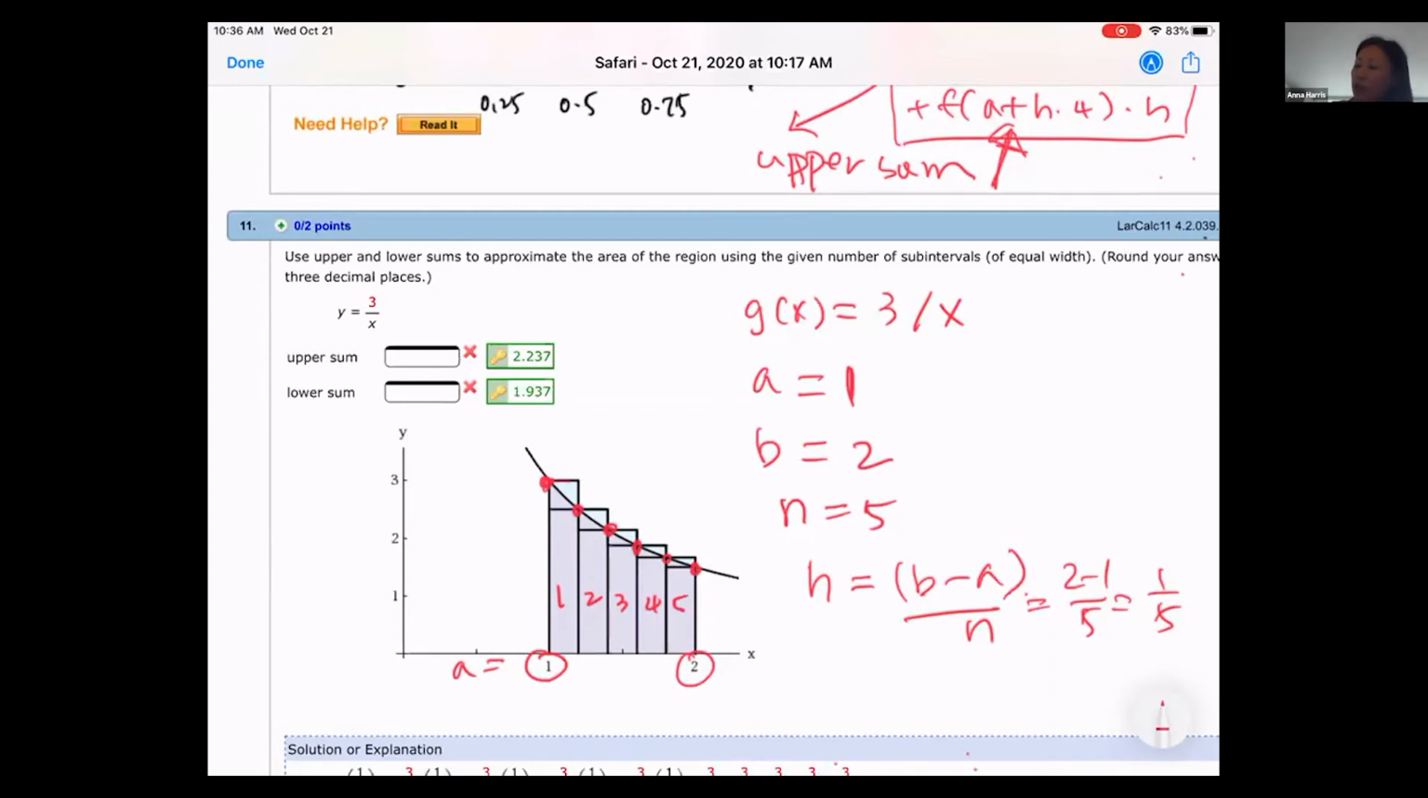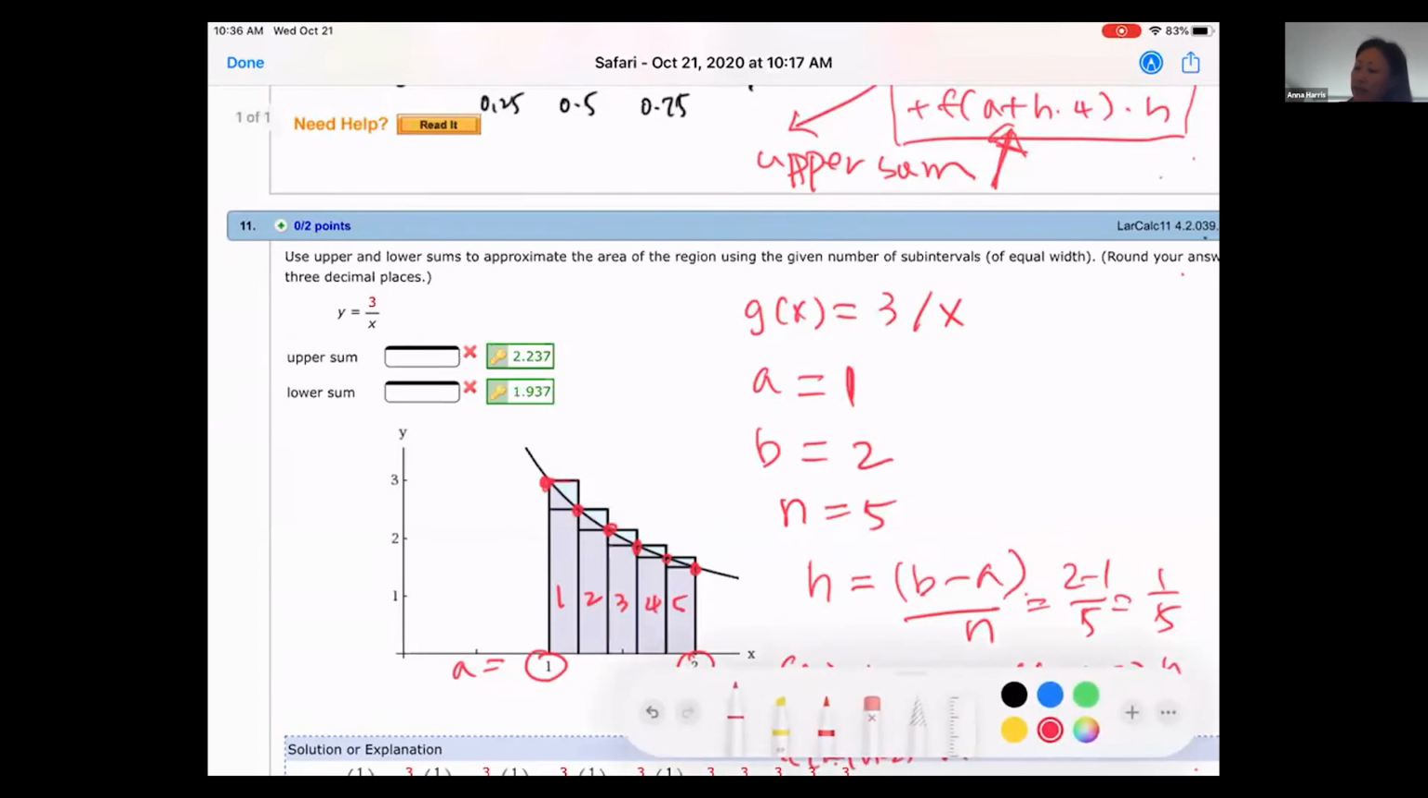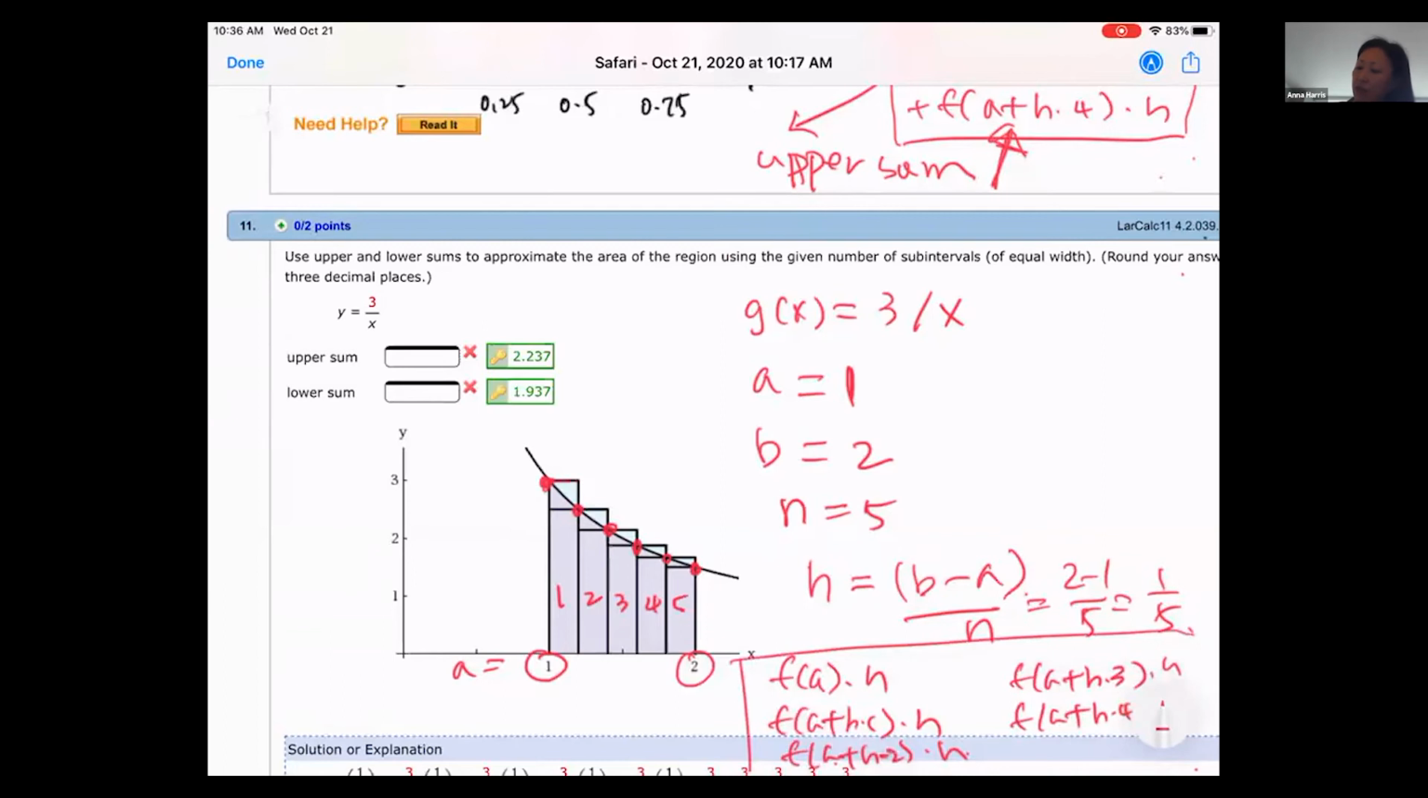So you've got to do first one to be what? f of a times h. Second one to be what? f of a plus h times 1 times h. Next one to be what? f of a plus h times 2 times h. One more, f of a plus h times 3, times h. One more, f of a plus h times 4, times h. So that gives you upper sum in this case, because you're drawing your pictures like this.